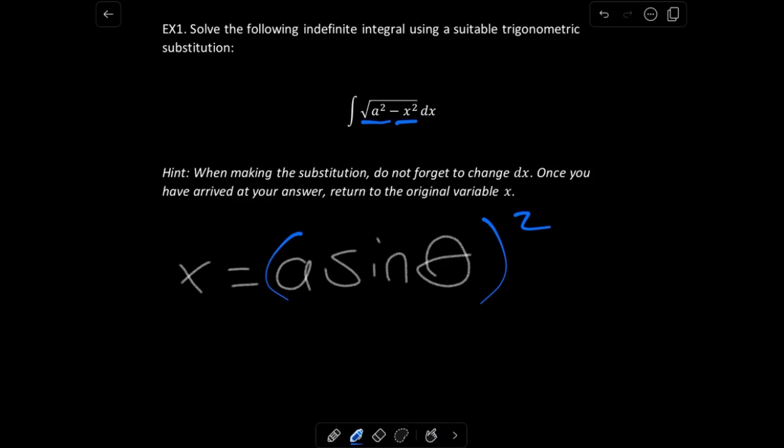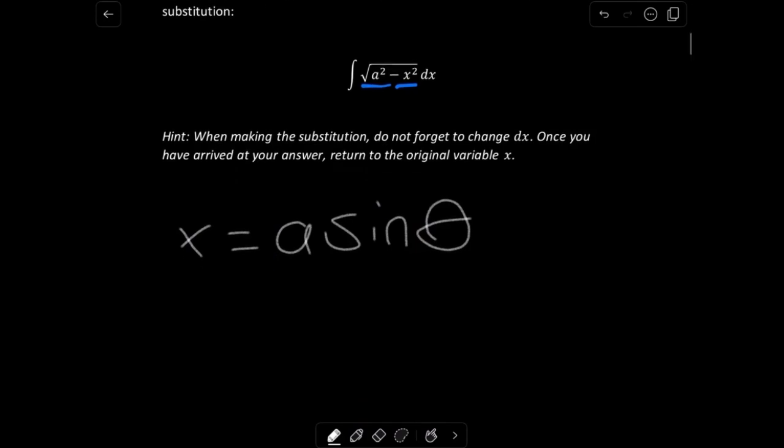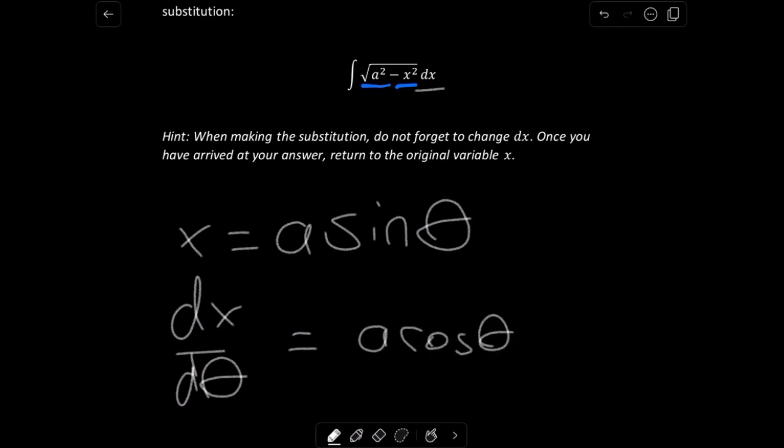Okay, it won't always be this simple. That's why I'm teaching you how to recognize what the substitution is. So x is equal to a sine theta. Next, we also need to get dx. So dx, d theta. So we're going to differentiate that with respect to theta. Simple stuff, that's equal to a cosine theta. This means that dx is equal to a cosine theta multiplied by d theta. There we go.